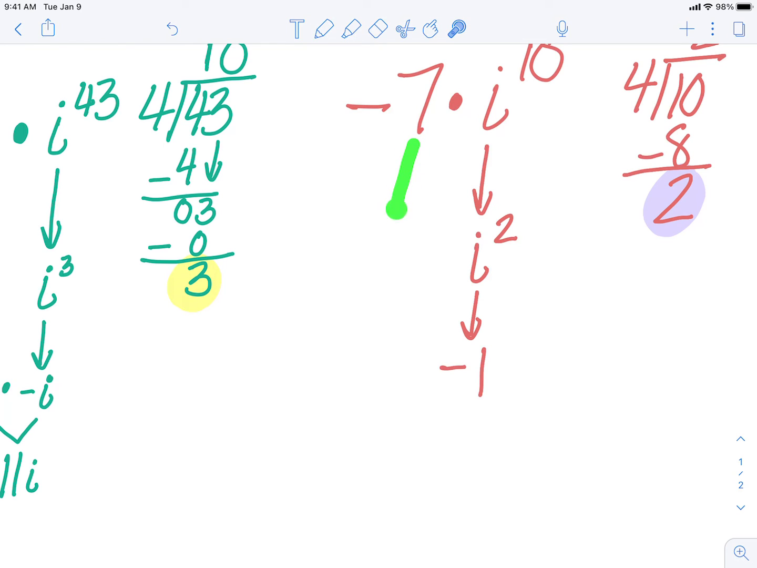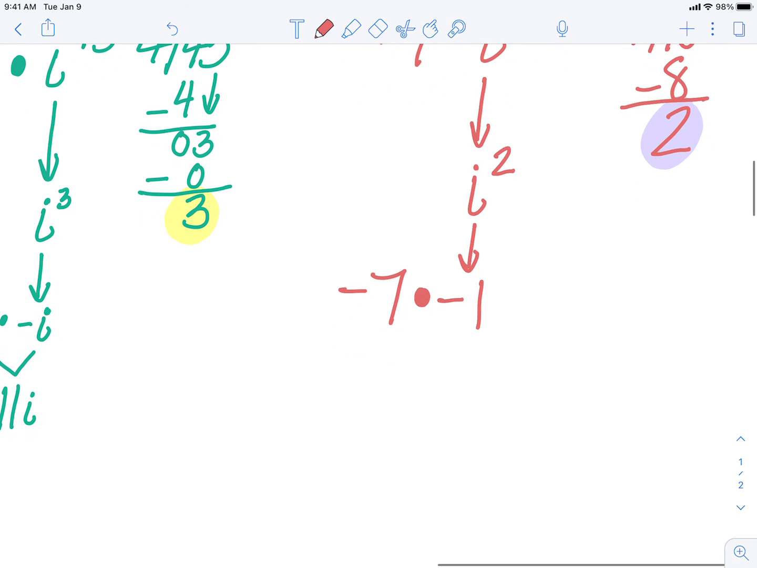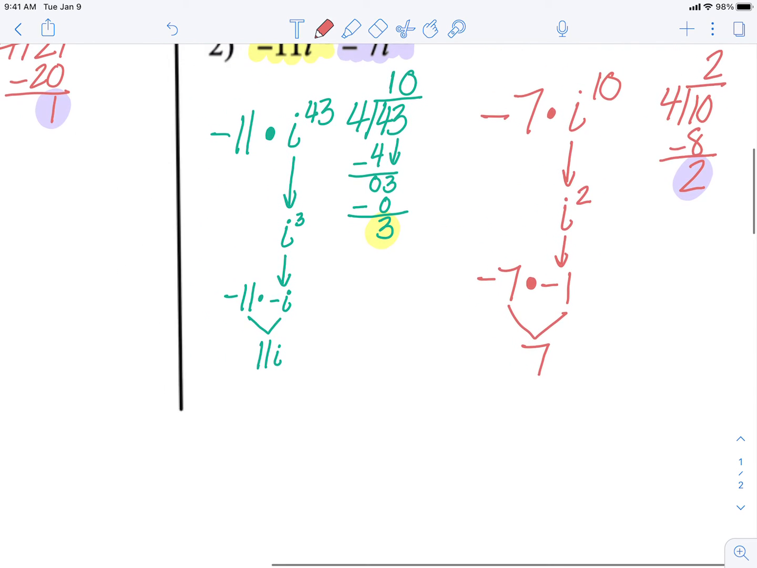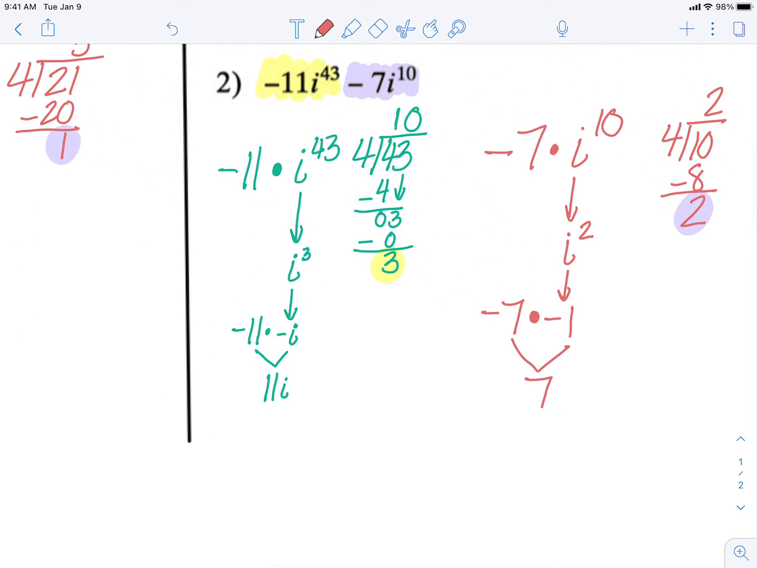Now this negative 7 is just going to come down here and be right next to negative 1, but it's going to multiply because, right, it's multiplying. So just like that. And negative 7 times negative 1 is a positive 7. Right? So look what we got here. We got two answers here. We have that answer and we have that answer.